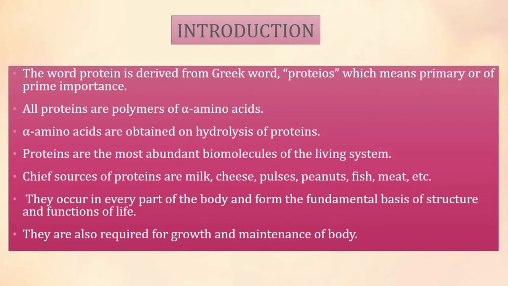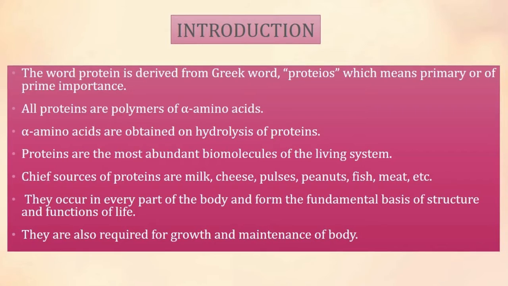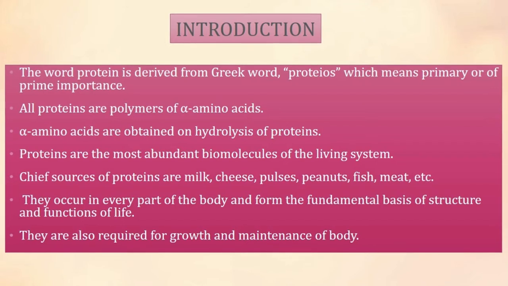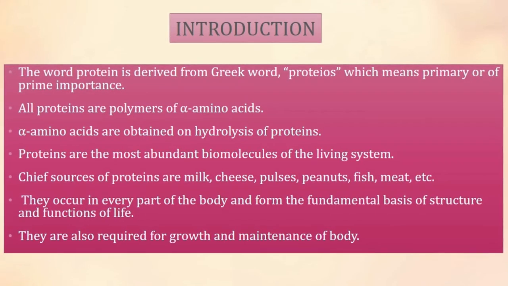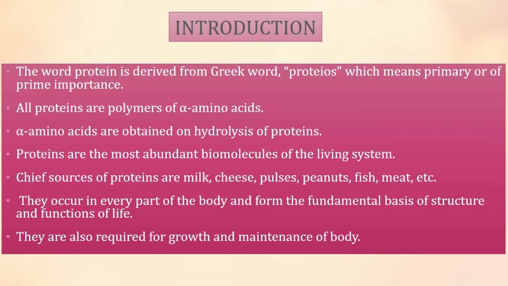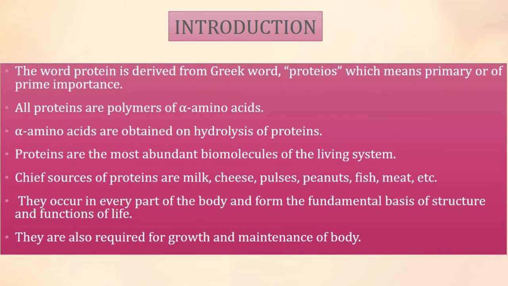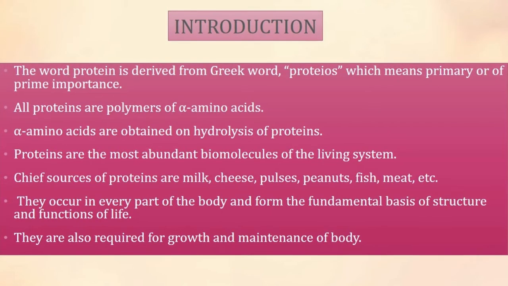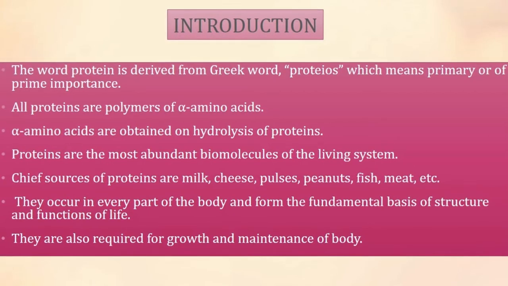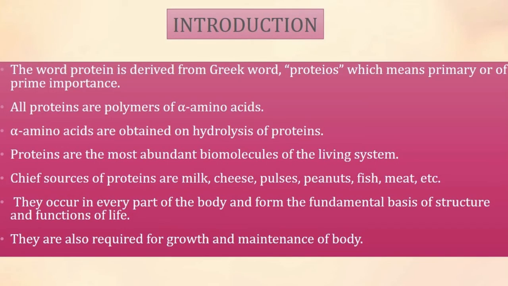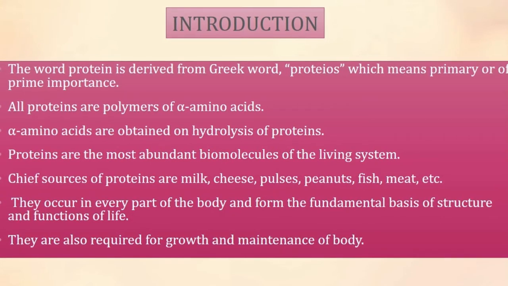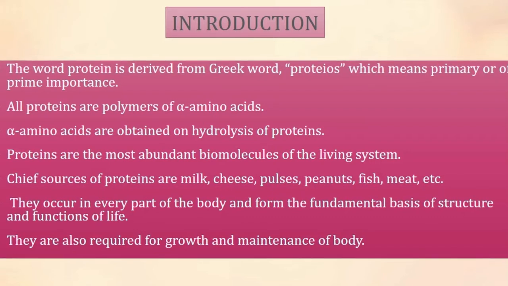So in an objective type question, they can ask you, in protein, what are the monomers present? The monomers of proteins are alpha amino acids, and these alpha amino acids are obtained on hydrolysis of proteins. Proteins are the most abundant biomolecules of the living system. The main sources of proteins are milk, cheese, pulses, peanuts, fish, meat, etc.